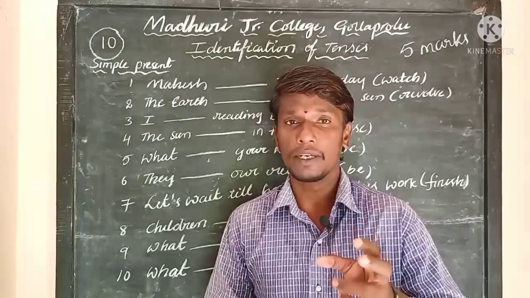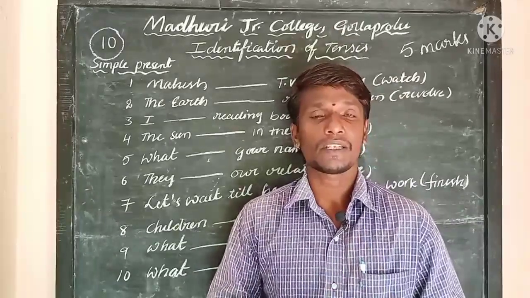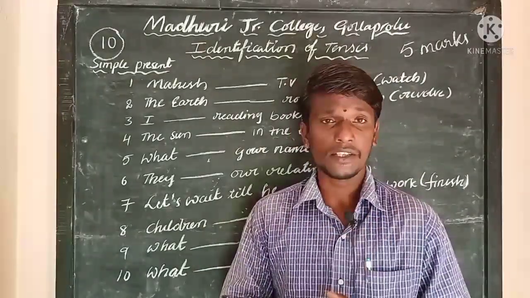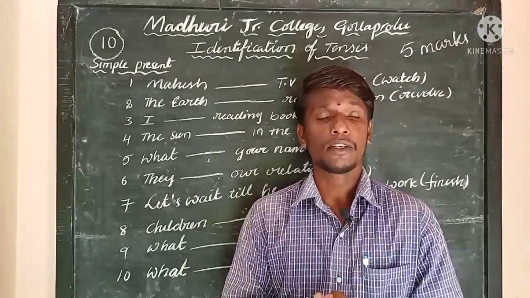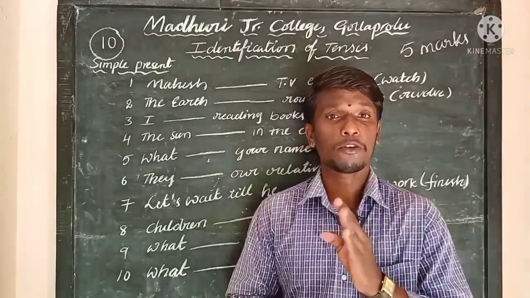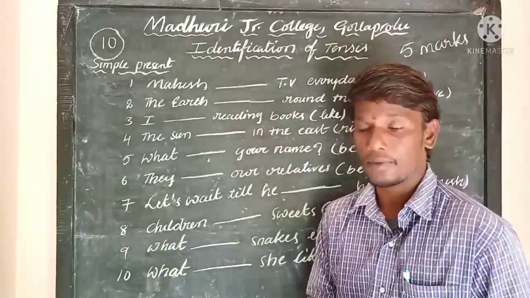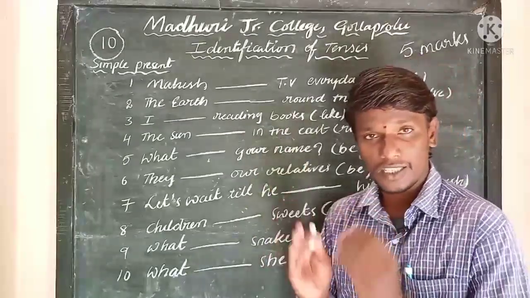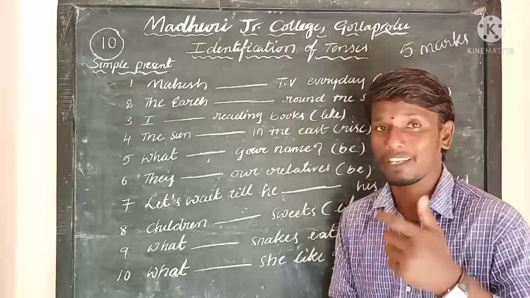Now you should keep the structure of the simple present tense in your mind. The structure of the simple present tense is very easy: subject plus V1 plus object. That means in the given sentence, there should be a subject, verb, and object. Now look at example 1 here. Keep this point in your mind.